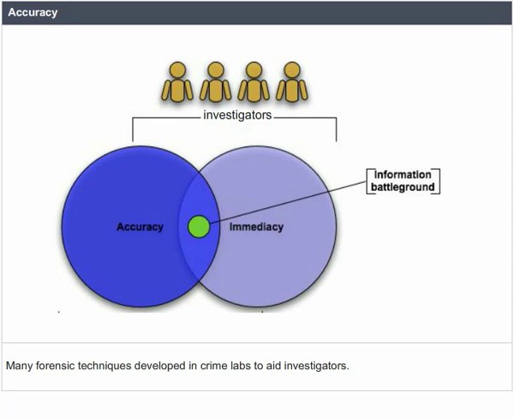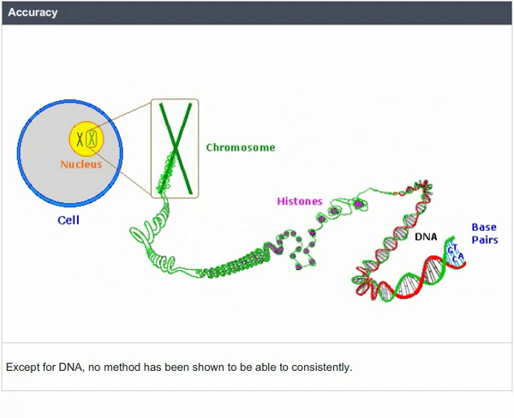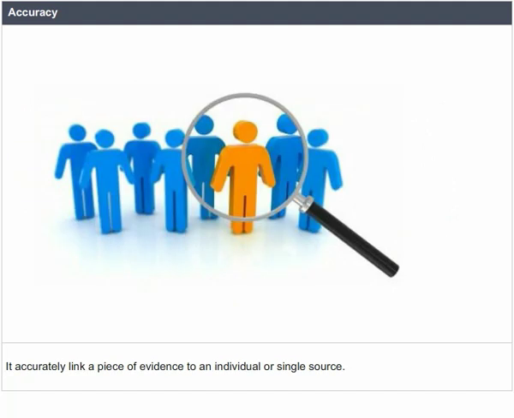Accuracy. Many forensic techniques were developed in crime labs to aid investigators. Research into their limits or scientific validity was never a priority. Except for DNA, no method has been shown to be able to consistently link a piece of evidence to an individual or single source.